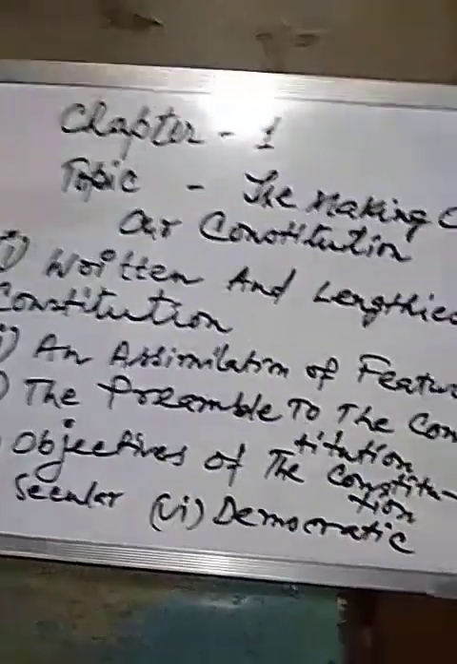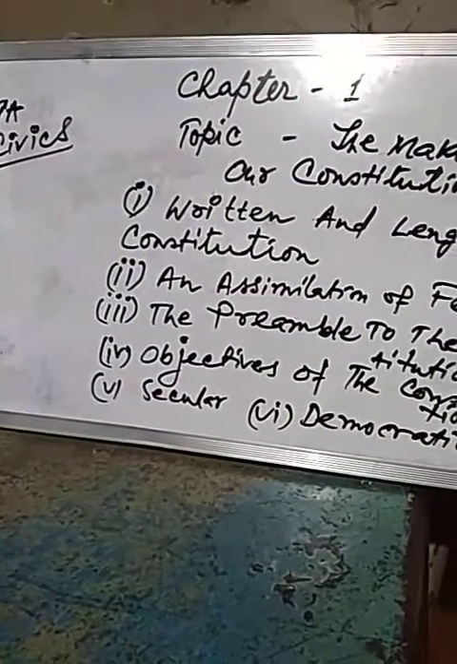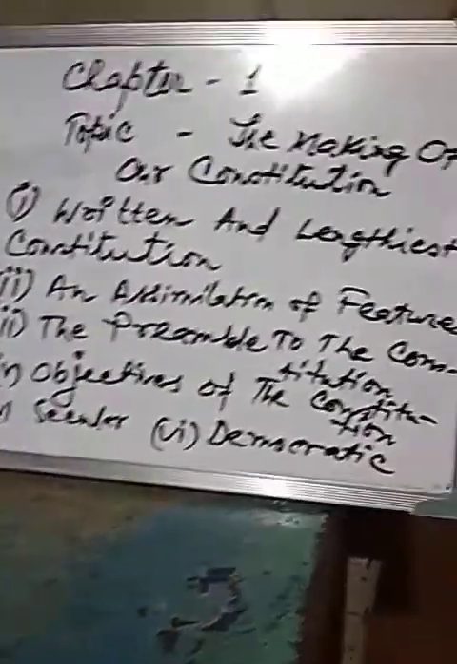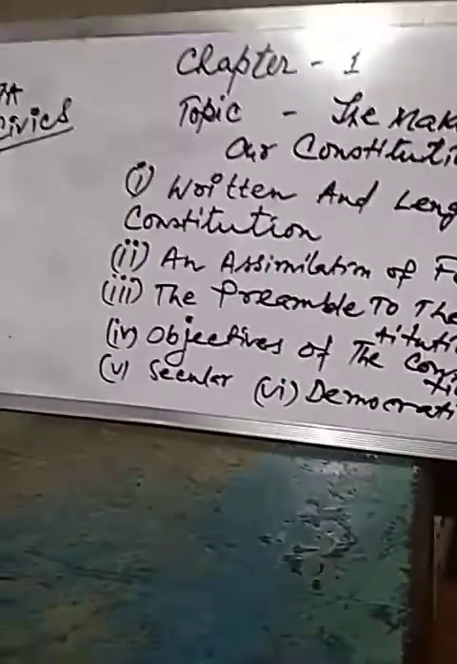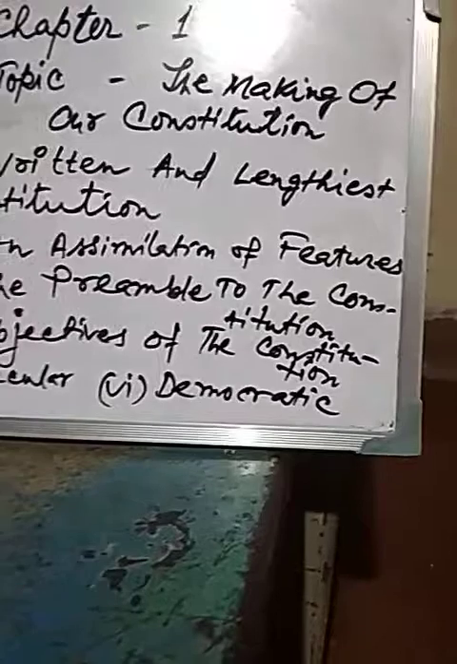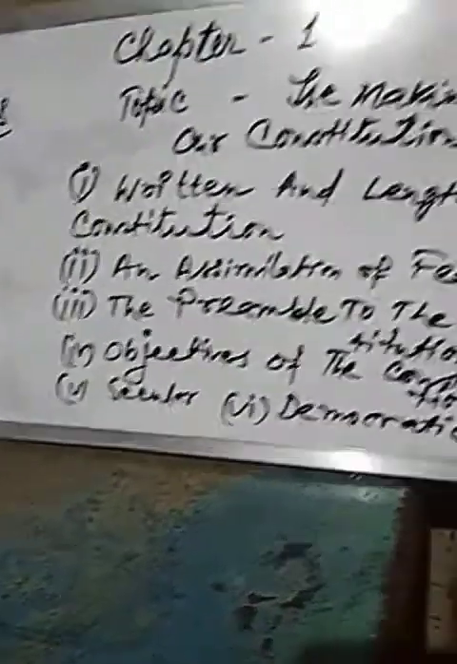Second, an assimilation of features. Third, the preamble to the Constitution. Fourth, objectives of the Constitution. And five, secular. Sixth, democratic. Number one, a written and lengthiest Constitution.